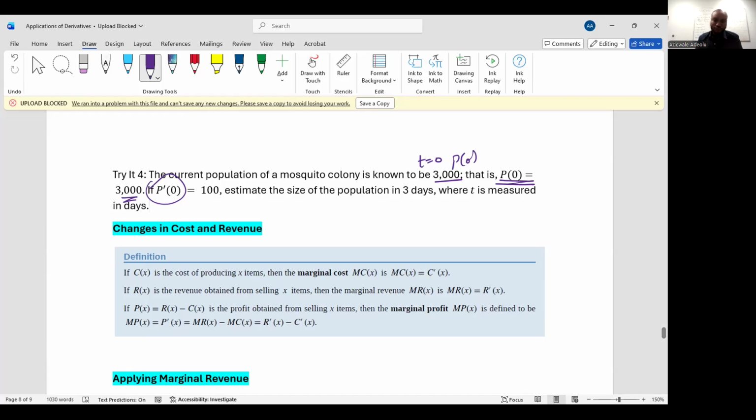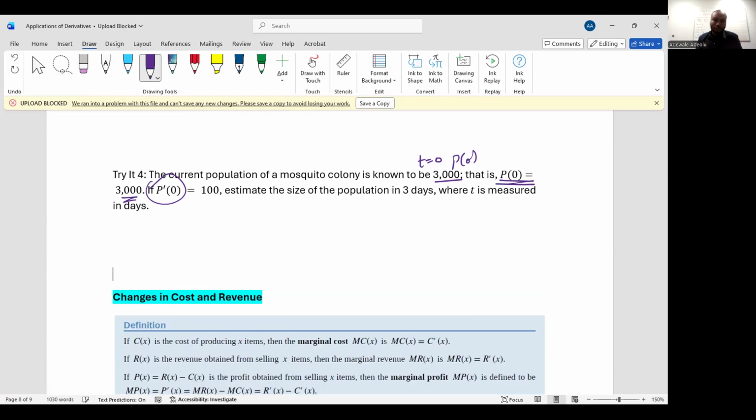So just use this. P of 3 is approximately equal to P of 0 plus P prime of 0 times h. In this case, what is our h? Our h is 3, right? So just complete that from there.